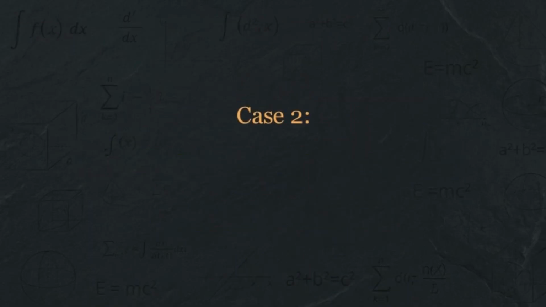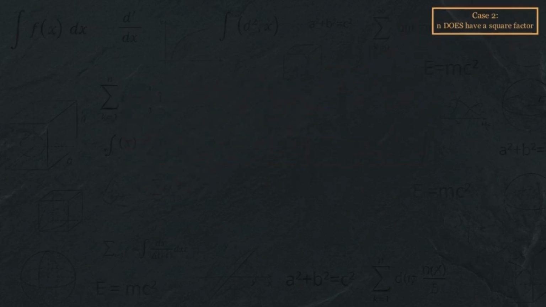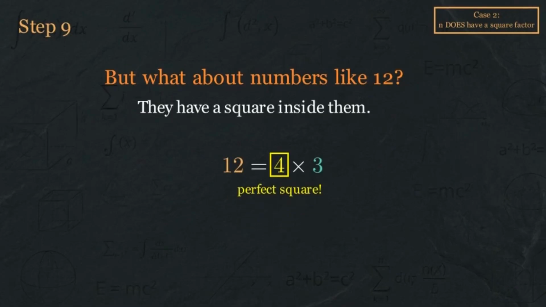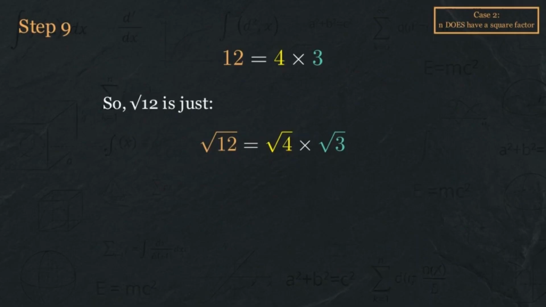Case 2. n does have a square factor. Step 9. But what about numbers like 12? They have a square inside them. We can write 12 as 4 times 3. So the square root of 12 is just the square root of 4 times the square root of 3, which equals 2 times the square root of 3.